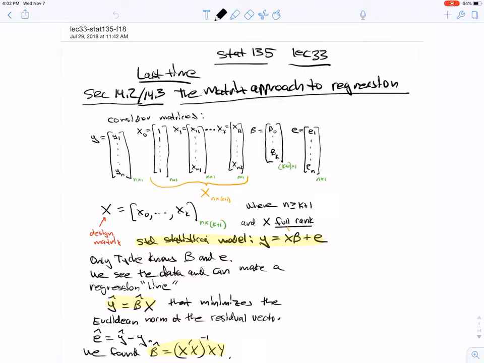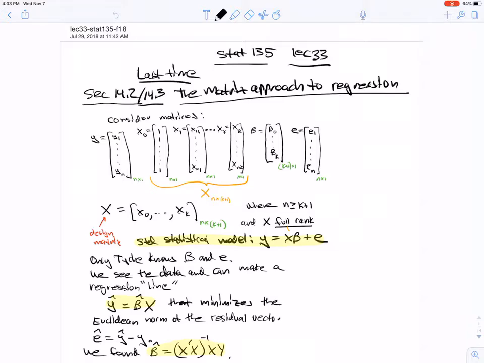The standard statistical model is y equals X beta plus e, where beta is some unknown coefficients, and e is some unknown error terms. So only Tyche knows those unknowns, and we see some data, and we can make estimates of what beta and e are. That's what we call beta hat and the residual e hat.